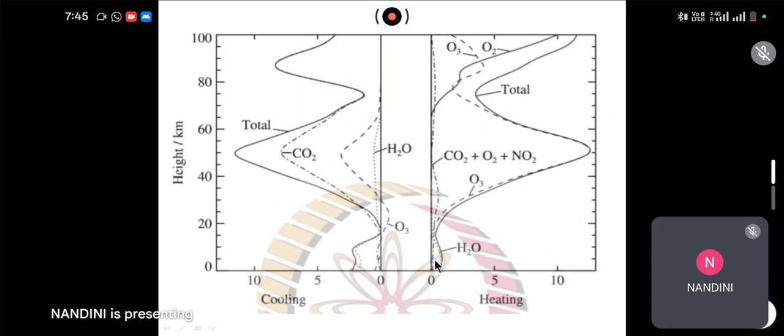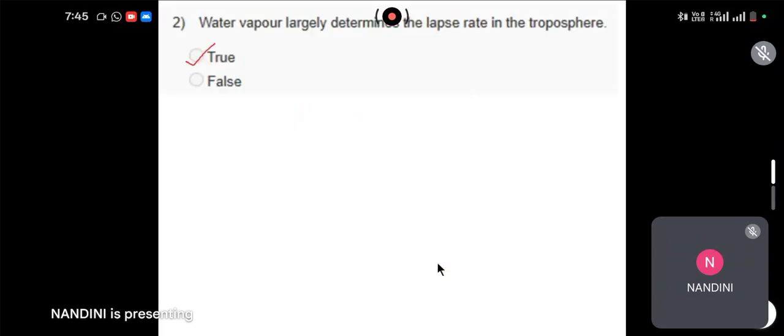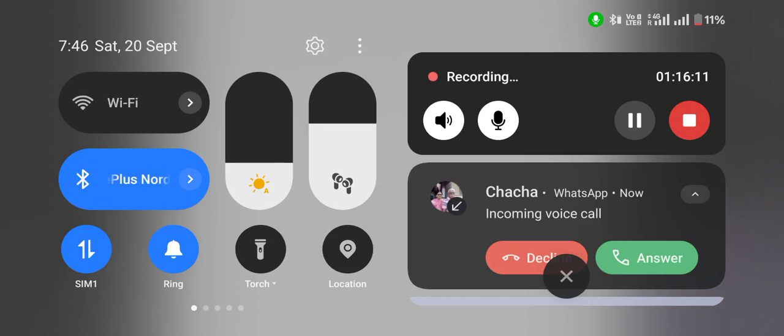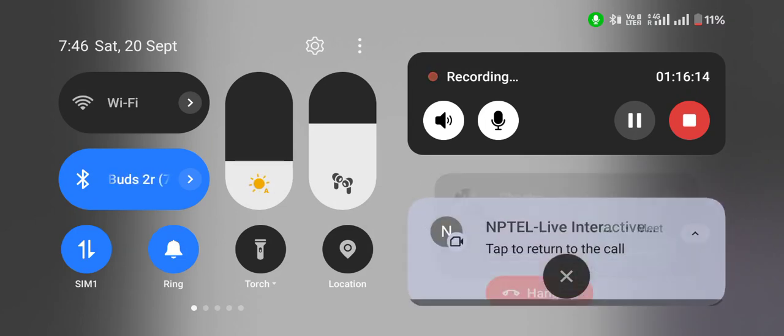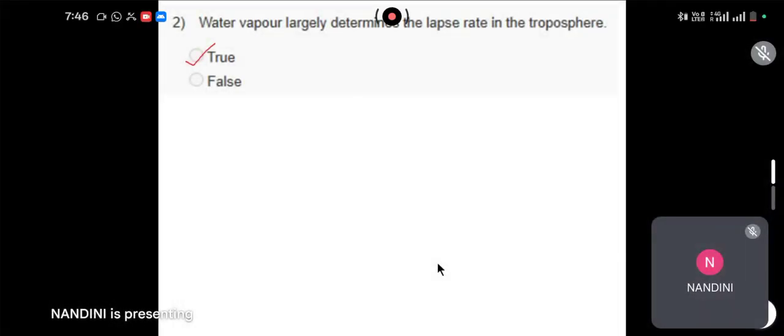It is mostly leading to warming rather than cooling in the troposphere. That also we can see. So as the amount of water vapor is decreasing as we go up in the atmosphere, the absorption that is happening due to the water vapor is also decreasing. So that's why we are having a lapse rate, or it is kind of decreasing as we go up in the troposphere. So water vapor does largely determine the temperature profile in the troposphere.